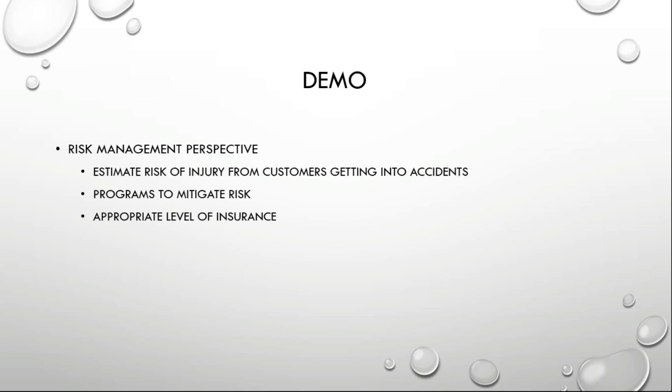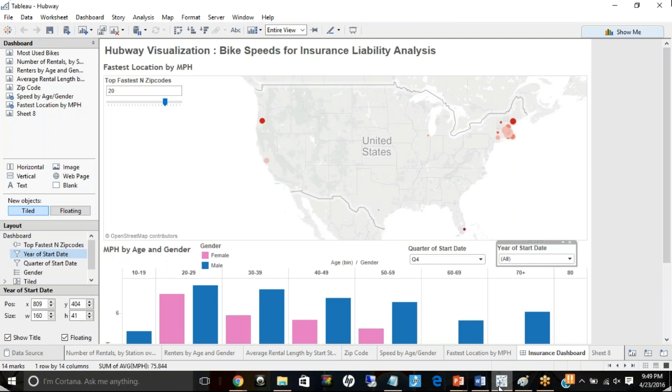So we're going to walk through a demo of our visualization. We took a risk management perspective for our dashboard. So this dashboard is used to estimate the risk of injuries from customers getting in accidents for purposes of creating programs to mitigate that risk. For instance, telling people that they should slow down in certain areas and or to get the correct level of insurance for specific regions or customers. Dashboard.